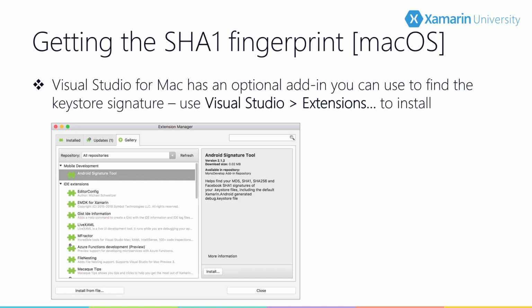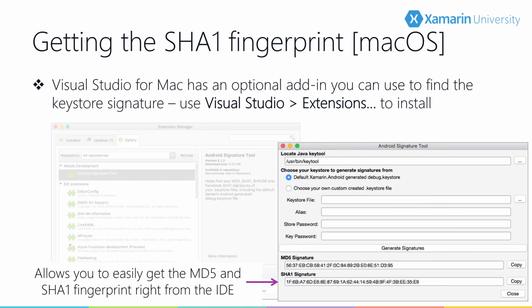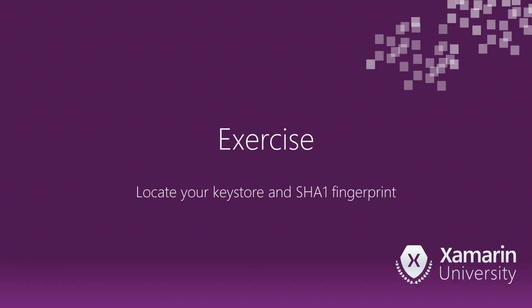And then finally, if you're using Visual Studio for Mac, there is an add-in available in the Visual Studio add-in repository, which you can add to the IDE to help you locate the fingerprint automatically. Just use the Visual Studio menu and then the Add-in Manager to open the manager. Look under Mobile Development and install the Android Signature tool. And then a new menu option, Keystore Signature Tool, will be available under the Tools menu to open the tool. And you can point that at your custom keystore or use the default debug keystore. This makes it a lot easier to find your SHA-1 signature, which is exactly what we're going to do right now.